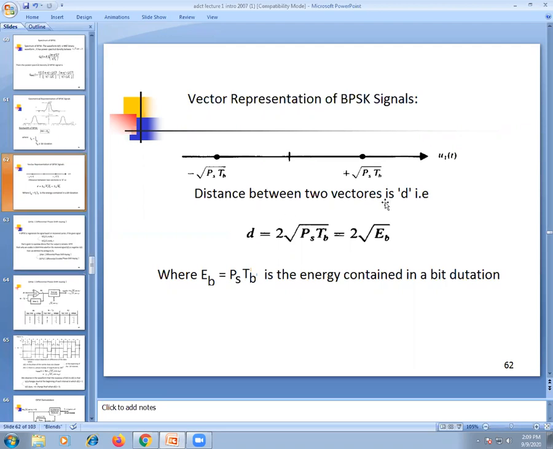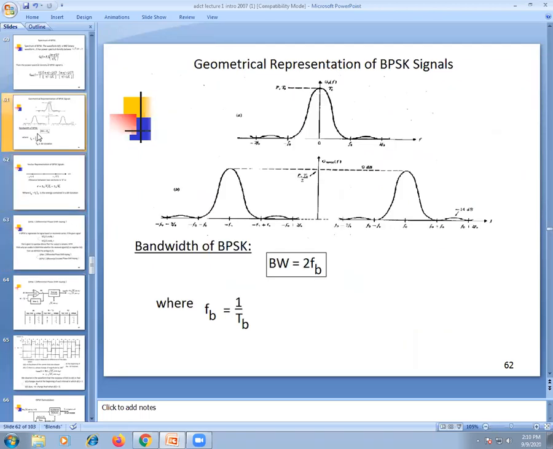Now the distance between the two vectors is d. The d is equal to 2 times root Ps Tb, that is, 2 times root Eb, where Eb is the energy per bit, equal to the power of the signal into the time period of the bit. Eb is the bit energy, the energy contributed in the bit duration. So that is the vector representation, and the previous one is the geometrical representation.